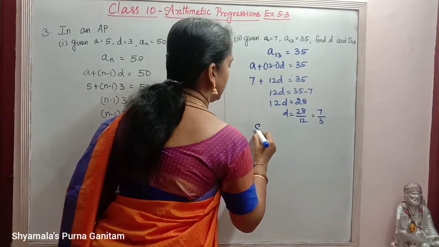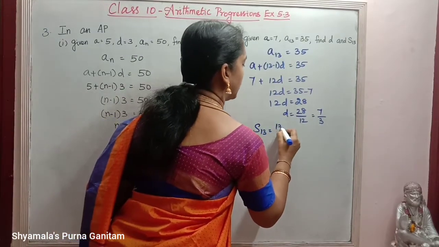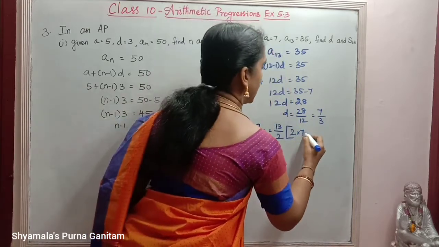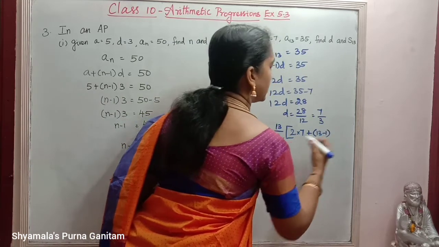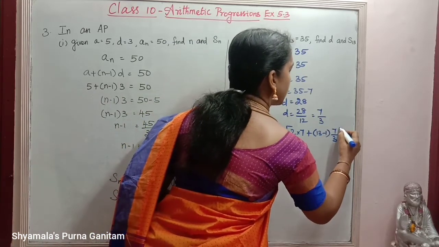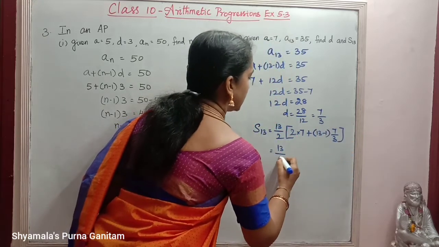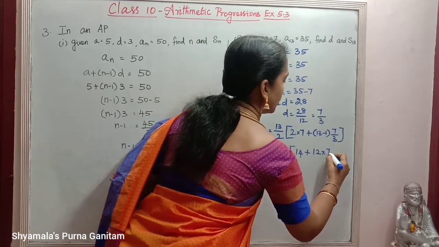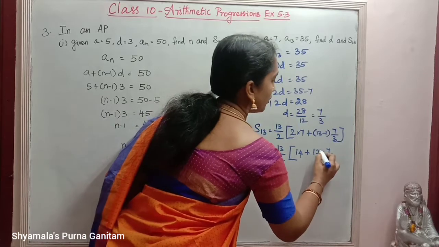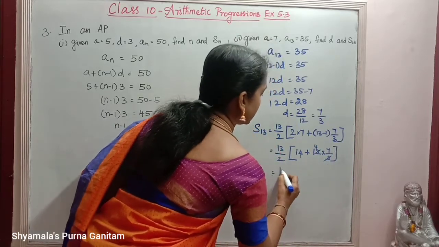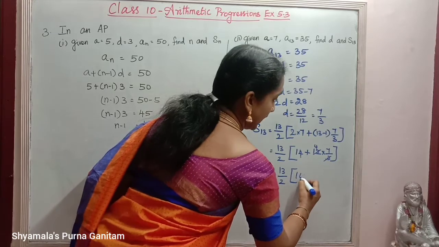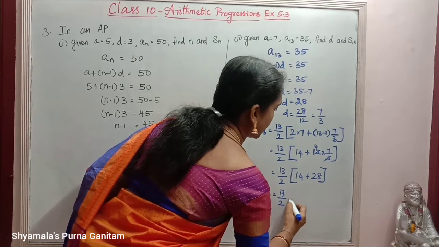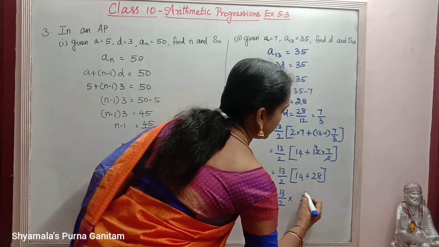So now S13 we have to find. So S13 is equal to N by 2 into 2A. A is 7. 2A plus N minus 1, 13 minus 1 into D is 7 by 3. So this is equal to 13 by 2 into 2 7s are 14 plus 12 into 7 by 3. So 3 4s are 12. So this one is 13 by 2 into 14 plus 7 4s are 28.